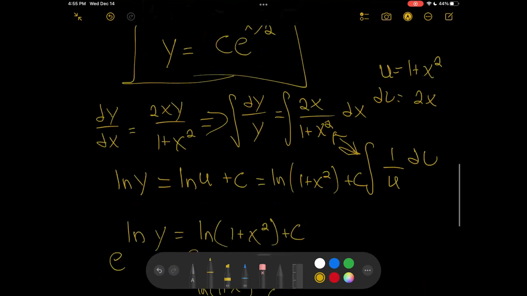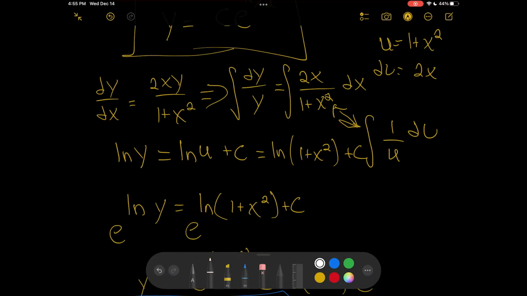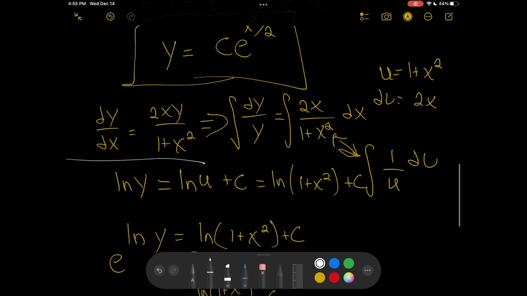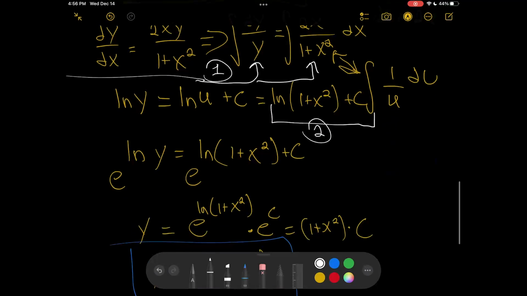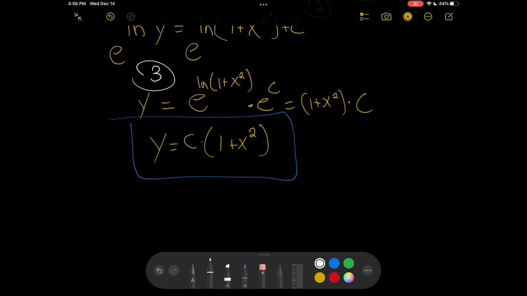Okay, so let's go back and just review our steps just so that I can make sure that we covered this. So here we have step 1. First thing we're going to do is make sure that it's separable, and we separated it into dy over y and then 2x over 1 plus x squared. So this was step 1. Step 2 was to take the integral, which resulted in this phrase right here. And then step 3 is just to solve for y. So we performed all 3 steps there.